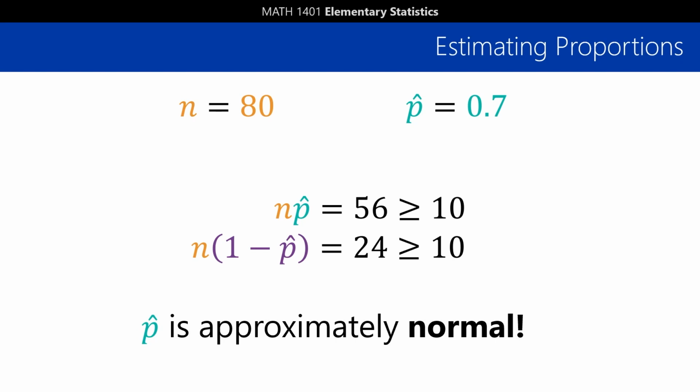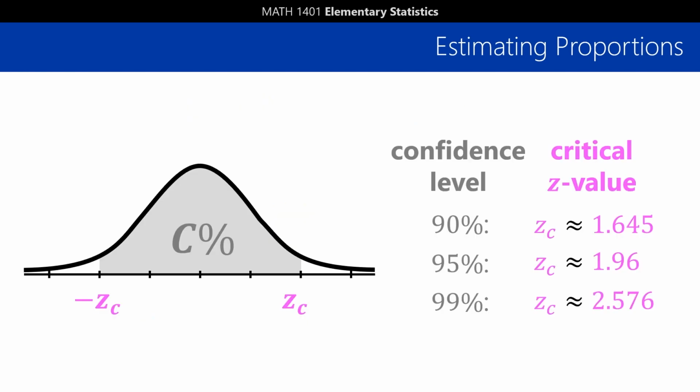That means we can use all the stuff we know about the normal distribution to come up with a good confidence interval. The relevant thing we can use here is that if we treat our confidence level as an area in the center of a standard normal distribution, then we can come up with what's called a critical z-value, which tells us exactly how many standard deviations away we could be when using that confidence level.